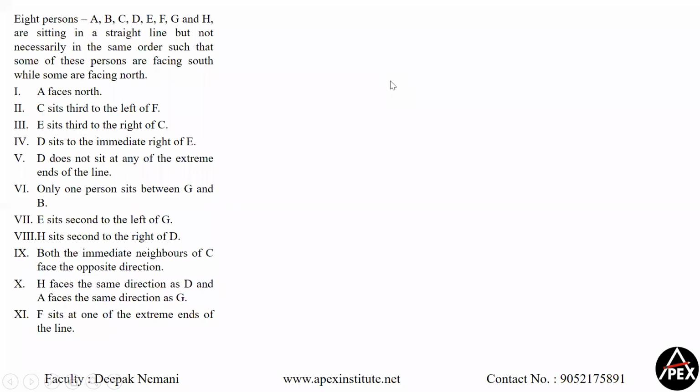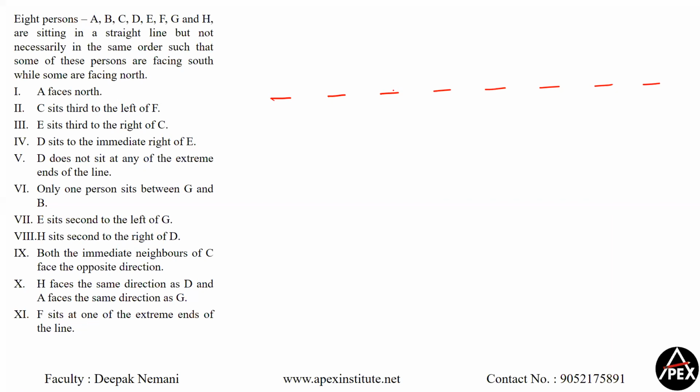Now in this question, we have 8 persons sitting in a straight line: 1, 2, 3, 4, 5, 6, 7, and 8. Some are facing north and some are facing south. We do not know who is facing north and who is facing south, or the number of persons facing each direction.